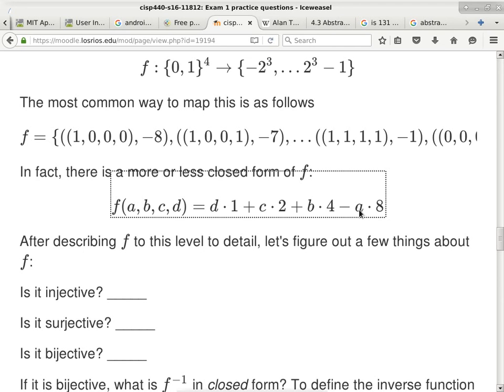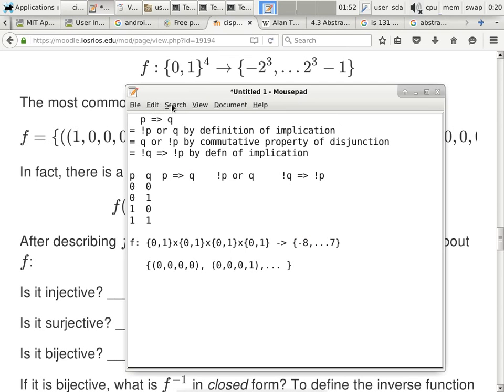The domain is not 0, 1. The domain is a 4-tuple. Each item in the 4-tuple is 0 or 1. Right, because this is how it looks. This whole thing is our domain. Is that okay? All right.